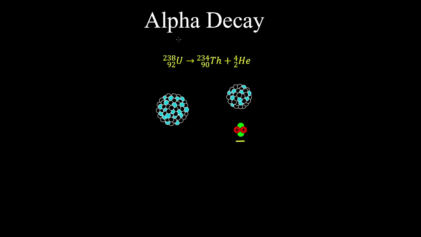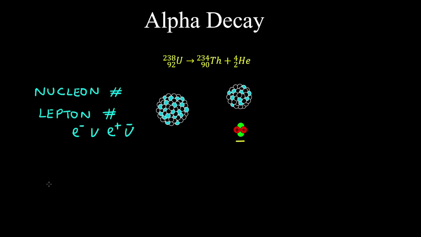Now in all nuclear decays we'll look at, the nucleon number, being the number of protons and neutrons, as well as the lepton number, being the number of electrons and neutrinos and their antiparticles, being the positron and the antineutrino, as well as charge, are all conserved.